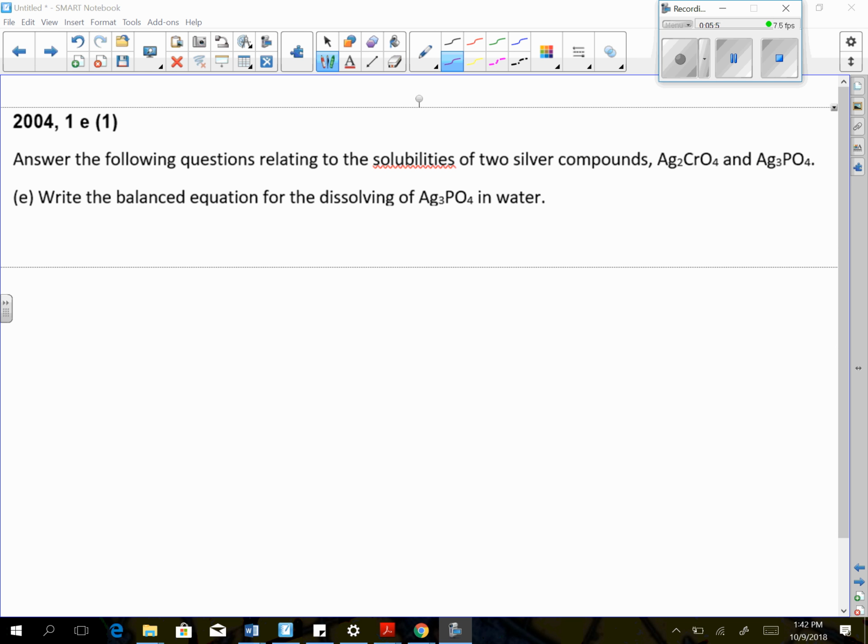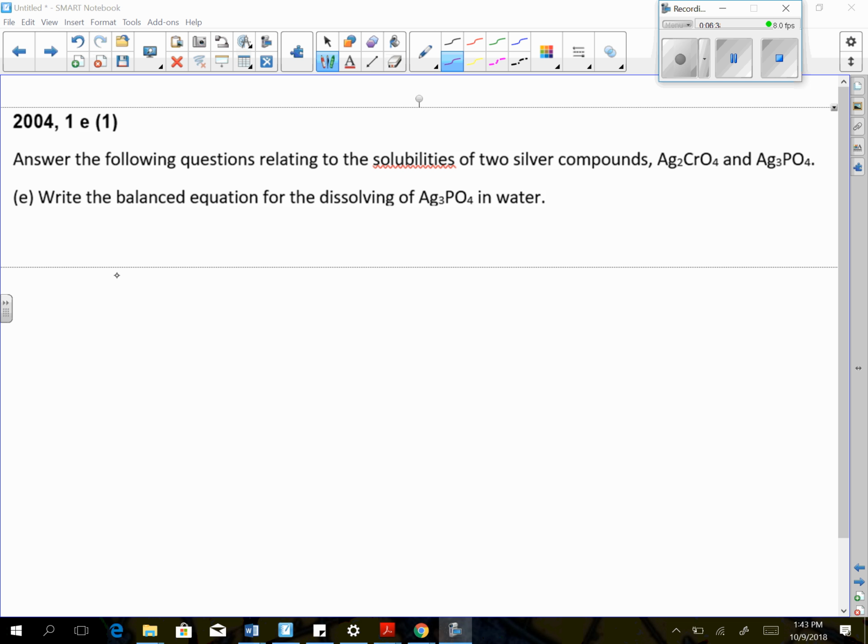Okay, now let's look at 2004, a little bit further in the 2000s. Now we have a question related to solubility. If we look at silver chromate and silver phosphate, there was a question in 2004 about those, and we have just one part of that question: write the balanced equation for dissolving silver phosphate in water. So if we come over here, let's look at that.